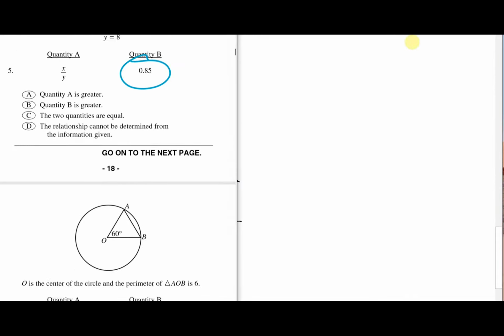So now let's go on to the next problem. Question number 6, you're given O is the center of the circle with the perimeter, so that's given information, perimeter is 6. Quantity A is the circumference, quantity B is the numerical value of 12.